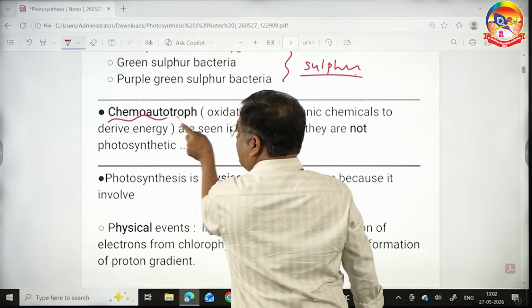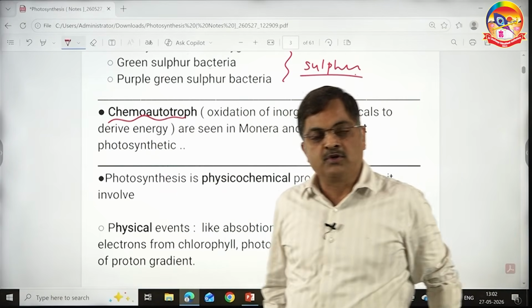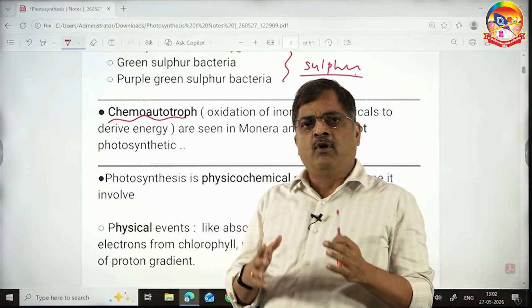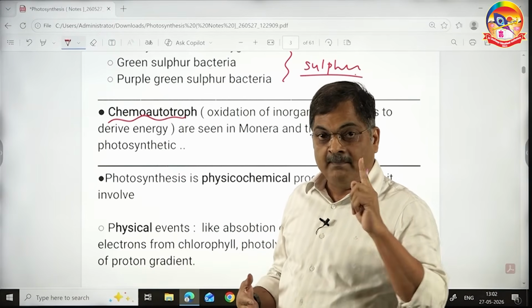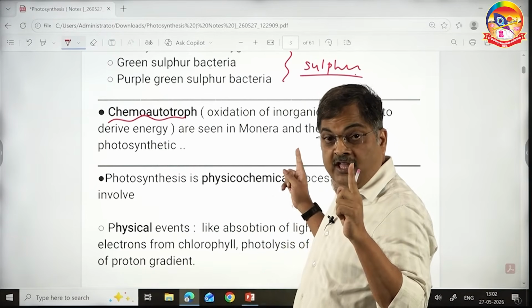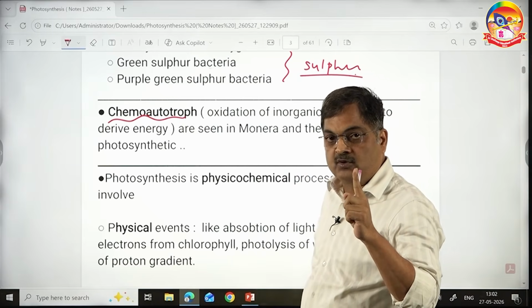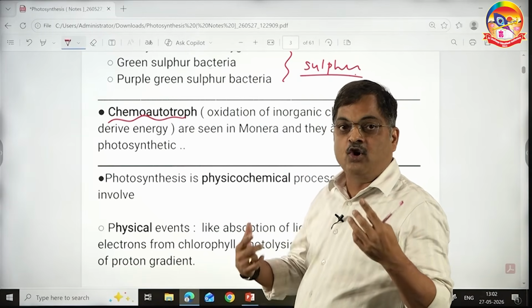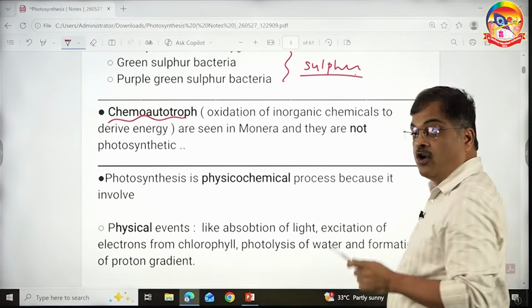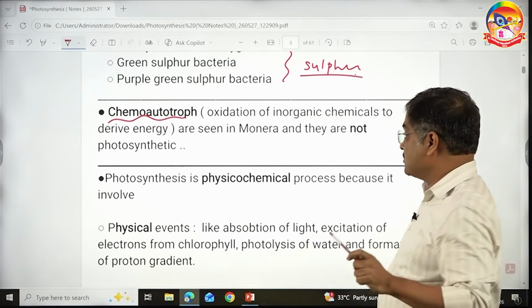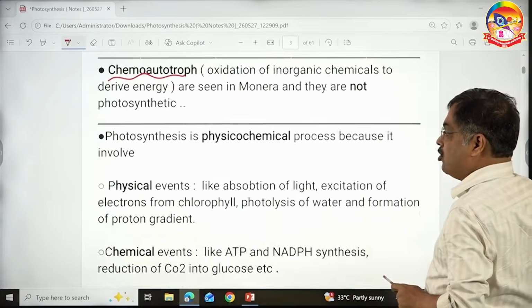This word is a little tricky. Chemoautotroph. The general belief of most of you is autotroph means it should perform photosynthesis. But the fact of the matter is, even though they are autotrophs, they don't perform photosynthesis. They oxidize the inorganic chemicals present in them and thereby gain energy. So therefore, they are not examples of photosynthetic organisms, even though they are autotrophs.